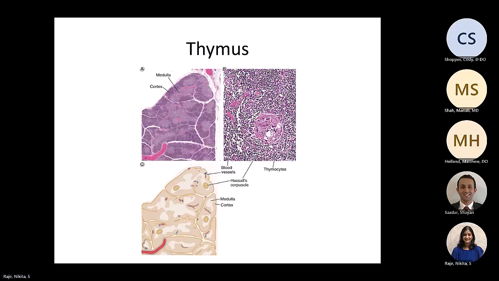So these cortical epithelial cells will produce IL-7, and then medullary thymic epithelial cells are important for presenting self-antigens to the developing T cells. Also, there is a structure called Hassall's corpuscles, which are rows of epithelial cells in the medulla, which are the remnants of degenerating cells.